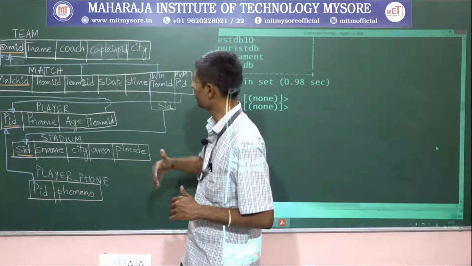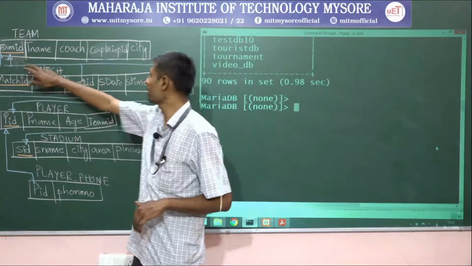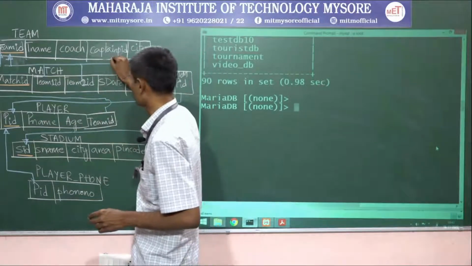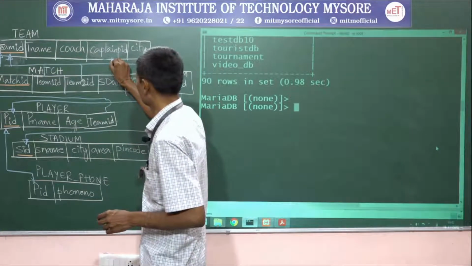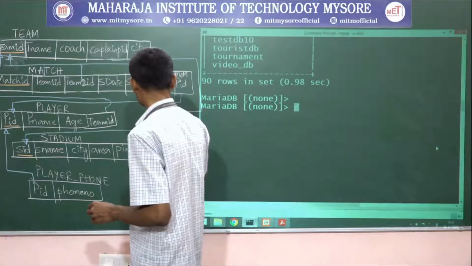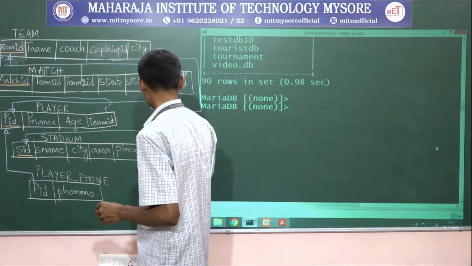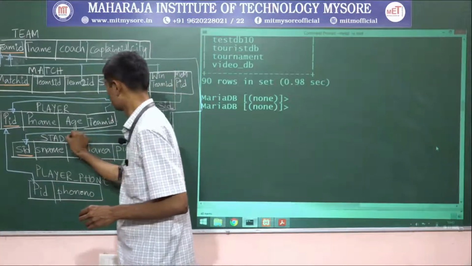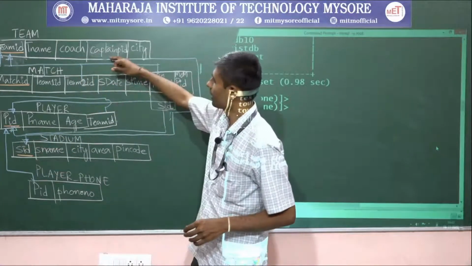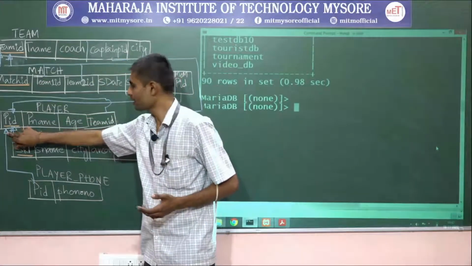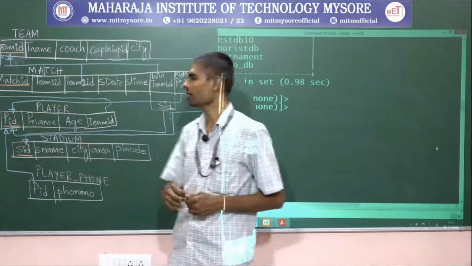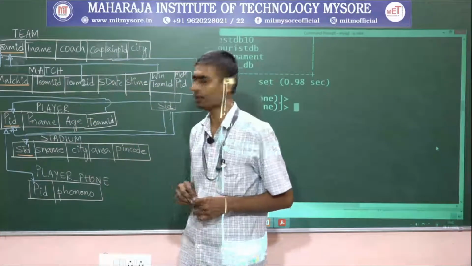How can I do it? Suppose I go with the team table, then I should make this captain PID, which is also pointing to the player table, because this is also a foreign key. Here, captain player ID I want to make a foreign key. To make it a foreign key, I should have the player table created. Otherwise, I cannot make this captain player ID a foreign key.